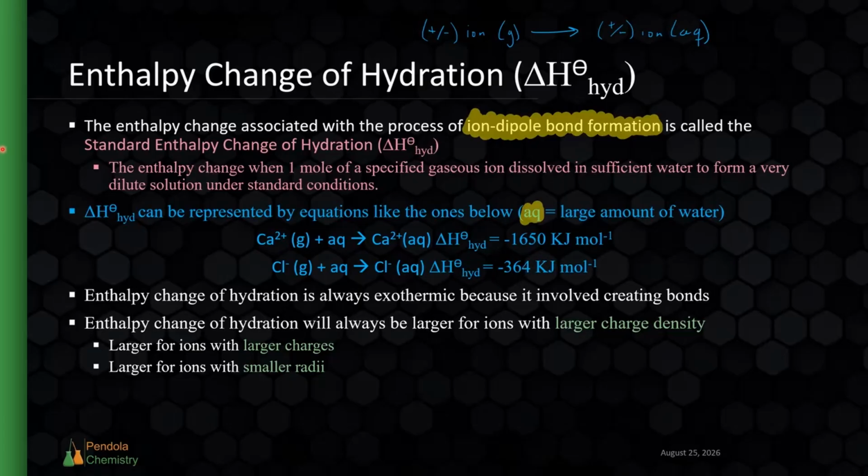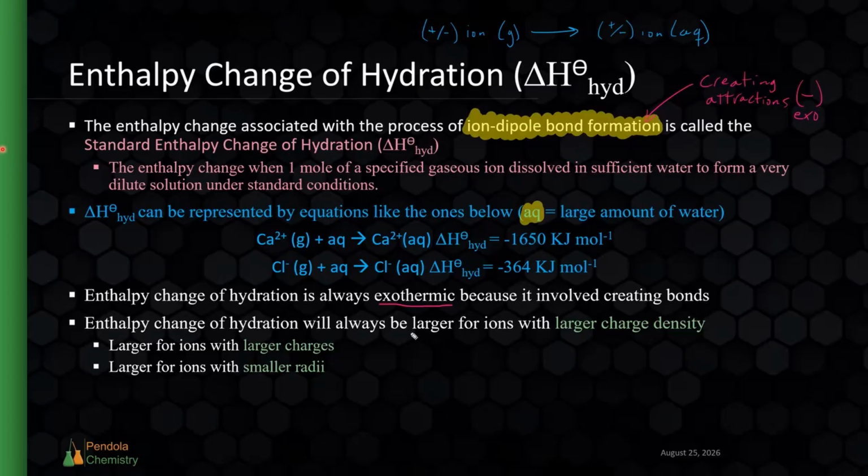Because it's only going to deal with bond creation or bond formation, right? So because ion-dipole formation is creating attractions, there is no breaking of bonds. And because the forming of attractions, bonds, intermolecular forces is always going to be exothermic or negative, then the enthalpy change of hydration is always exothermic, because it only deals with the one exothermic process of the formation of the ion-dipole forces.